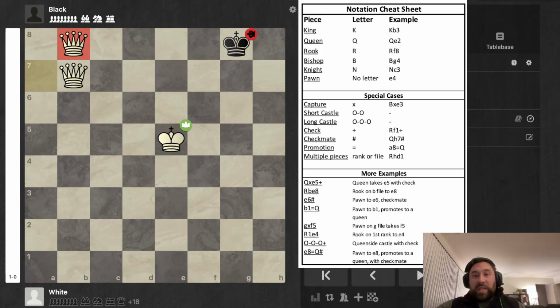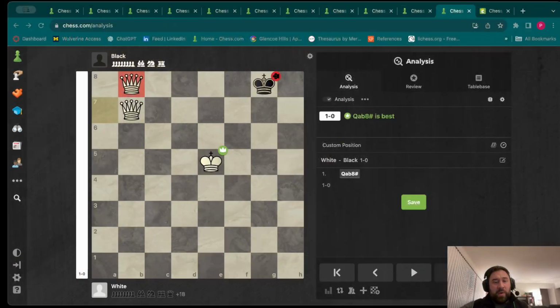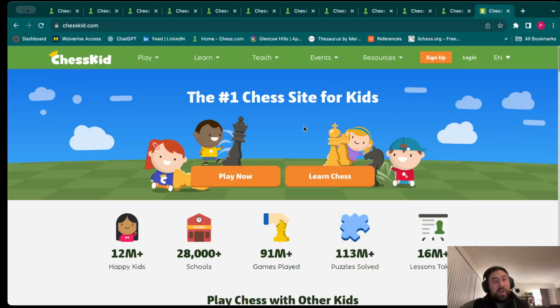If you are feeling like you need a bit more practice, totally understand that. One resource that I would recommend is going to be ChessKid. I know some of you may be familiar with this, and this one's great, or just in general any chess analysis site. So chess.com has it, Lichess. Lichess is a little bit harder in my opinion. I would recommend either chess.com or ChessKid, depending on what you're comfortable with.